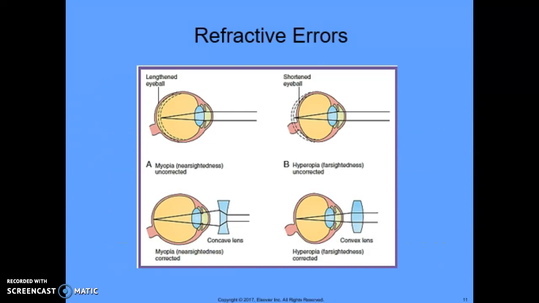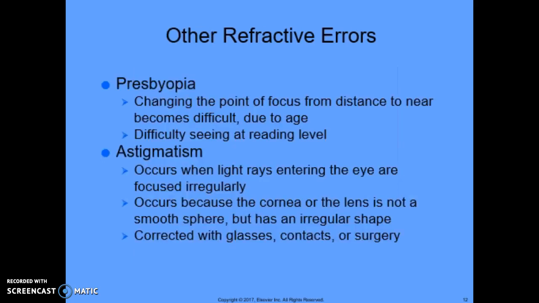This is a demonstration. You can find this in your book in figure 13.2, and these are refractive errors, so it shows the myopia, and that's here in A, and the hyperopia here in B, along with how they are corrected. So here's the correction process, and here's the correction process. Please take a look at this in your book. So let's look at some other refractive errors.